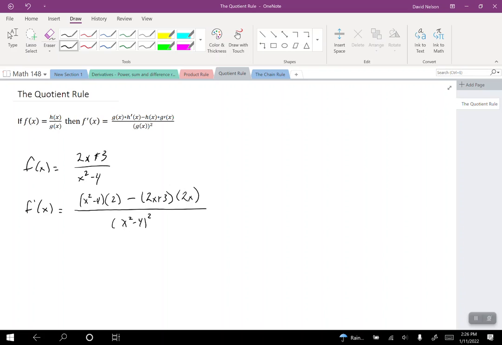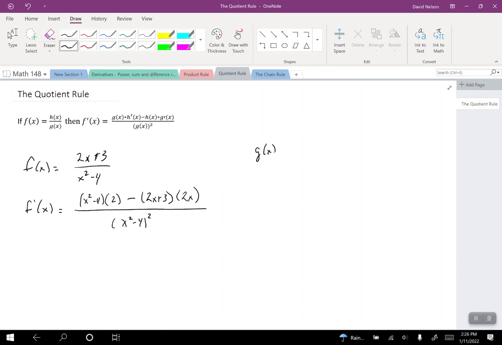And most of the time, I do not want you to simplify it. I just want you to leave it in that format at this stage, because that really shows me you know the quotient rule. If you can get it into that format, you don't have to do any sort of simplification. Just leave it like that.